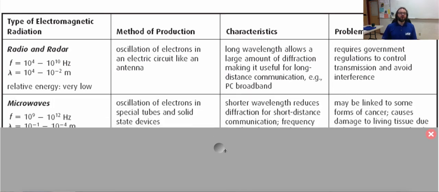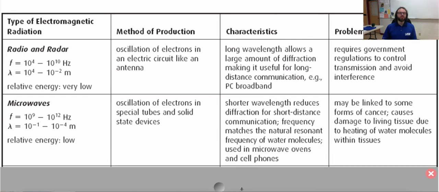The next one we're going to look at is microwaves. Microwaves have a slightly higher frequency, but are still on the low end of energy. They are produced by oscillations of electrons in special tubes or solid state devices. Shorter wavelengths reduce diffraction, for short distance communication. Their frequency matches the natural resonant frequency of water molecules, used in microwave ovens and cell phones. It may be linked to some forms of cancer or other problems. It causes damage to living tissues due to heating of water molecules within tissue.